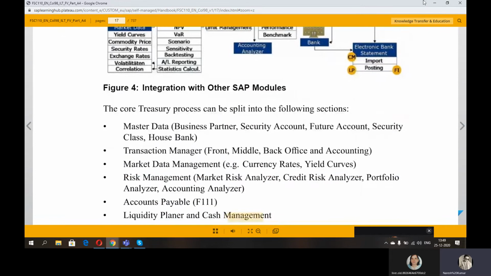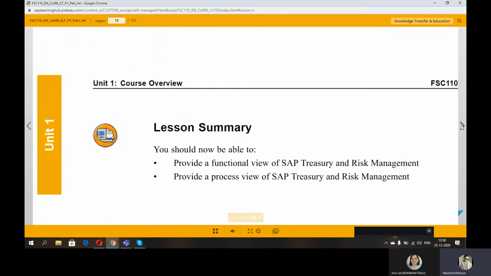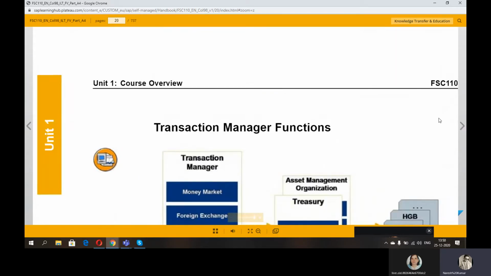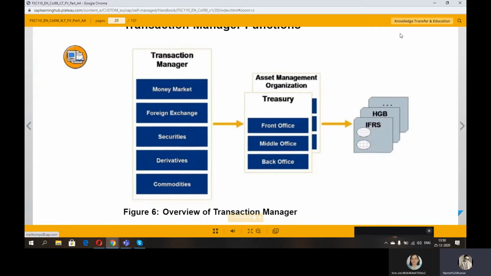Integration with other modules is clearly shown by the picture. So this is what it will be. Okay. Coming to the next prospect. So this is one of the examples of transaction manager.